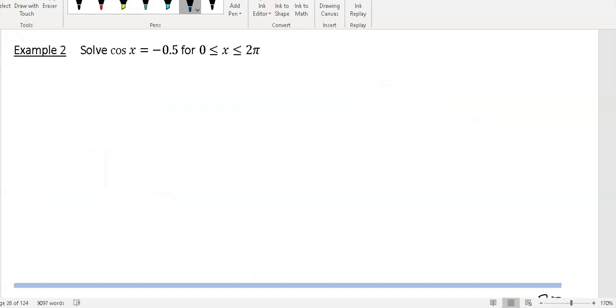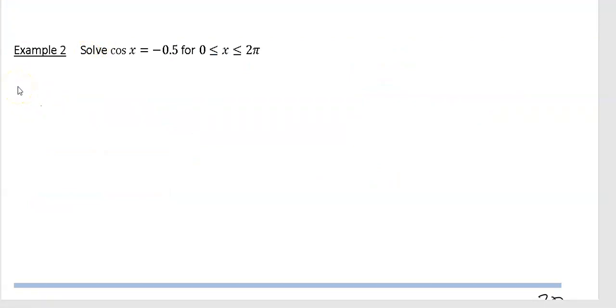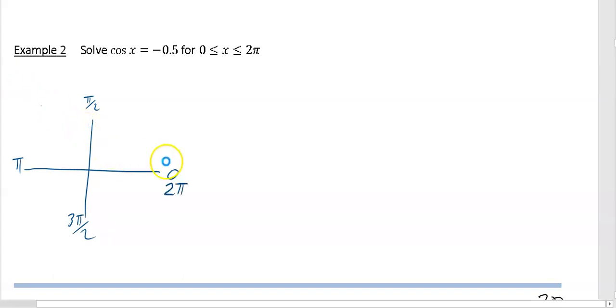Okay, in this next example, there's a couple of things which are a bit different. The first thing is that my angles are not in degrees. I'm using radians in this case. So before I get started doing anything, I'm going to draw my radians axis. So it's 0, and instead of 90 degrees, it's going to be pi over 2. Instead of 180 degrees, it's going to be pi. Then 270 would be 3 pi over 2, and 360 would be 2 pi. So again, same idea as before. When you're going the positive way, you're going anti-clockwise.